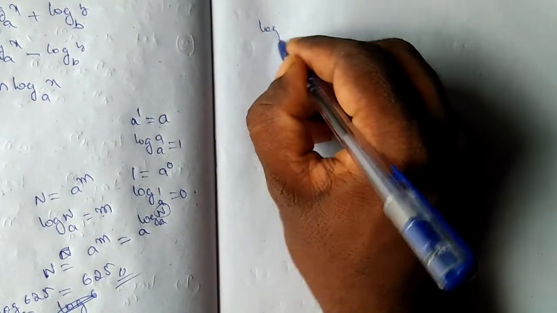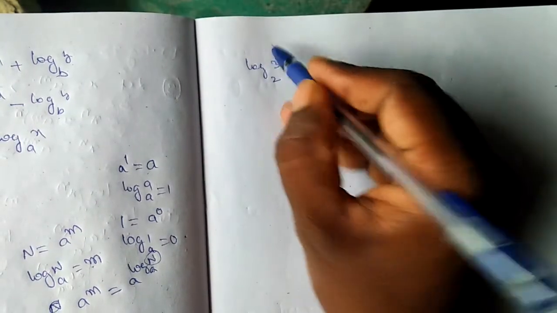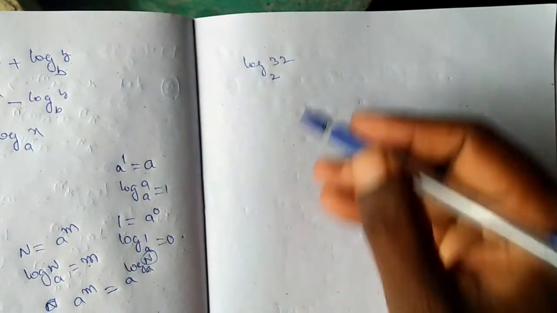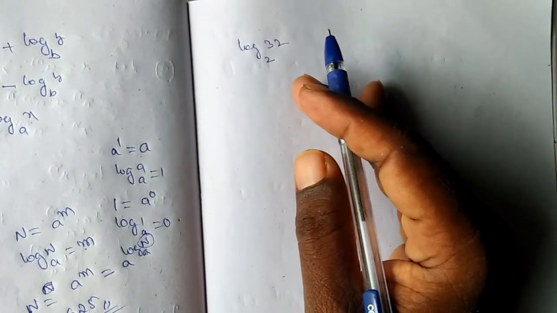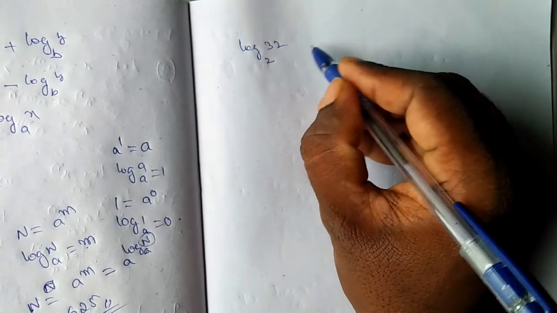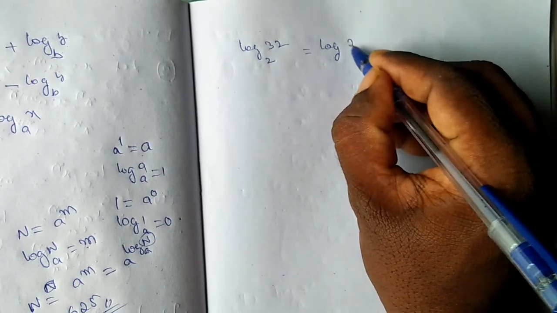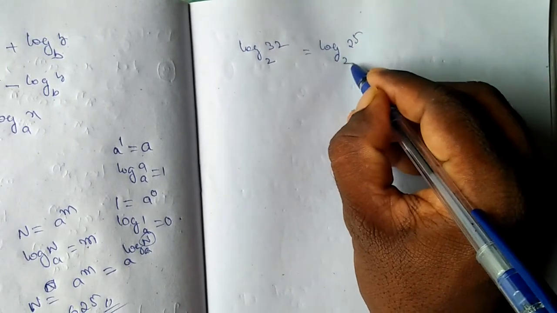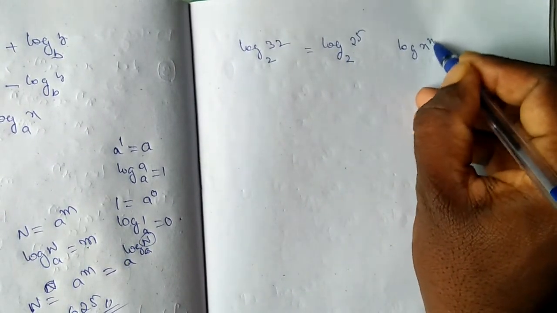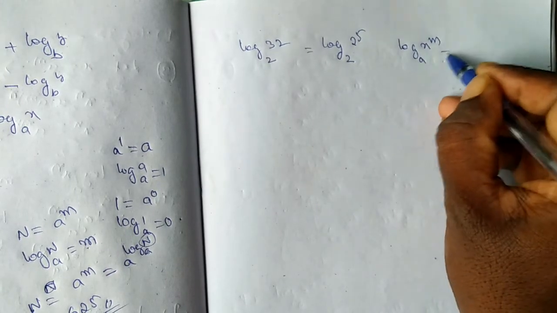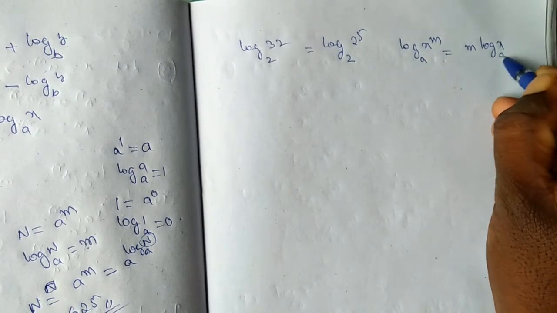So log 32 base 2. One more method. You can follow this or the previous method, your wish. 32 we can write as 2 to the power of 5, base 2. Using the formula log x to the power of m base a is equal to m log x base a.